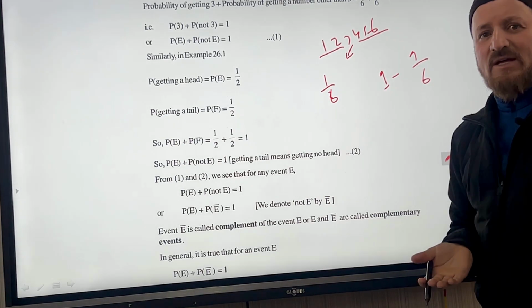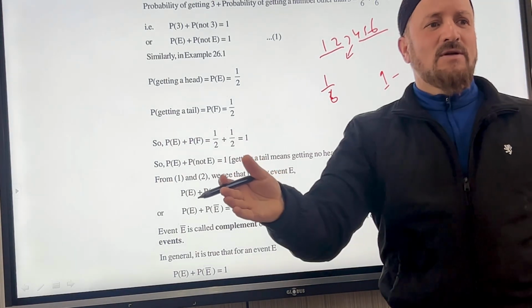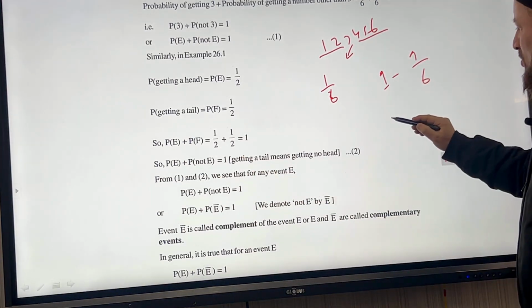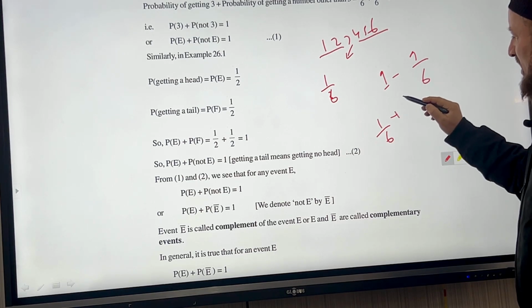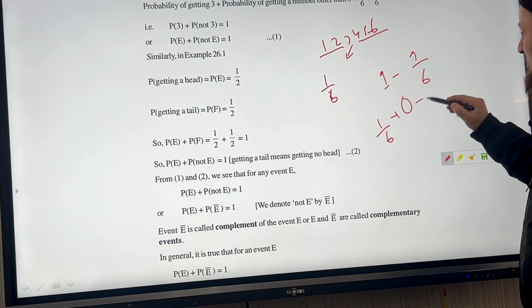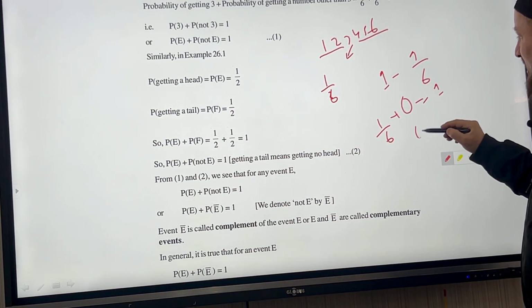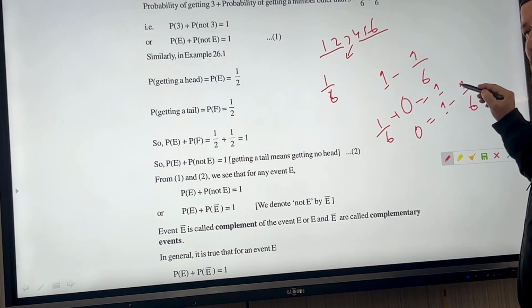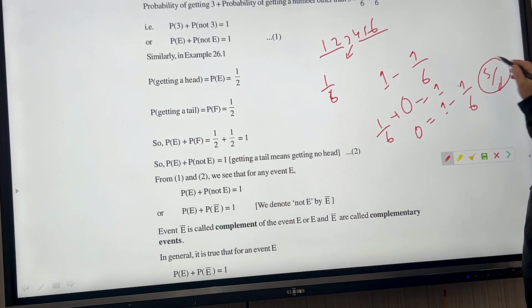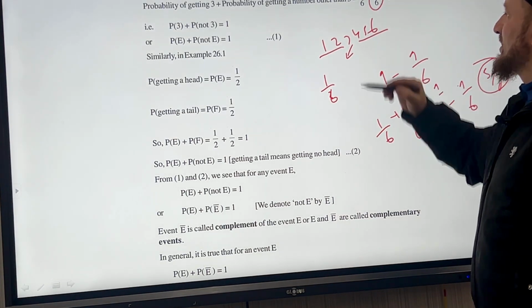Because total पता है 1 है. Because we know total is what? We know that the probability of 3 is 1 by 6 plus others, I say O for others, is equal to 1. So what will be others? That is 1 minus 1 by 6. 6 minus 1 is 5. That is 5 by 6. So we get others is 5 by 6.